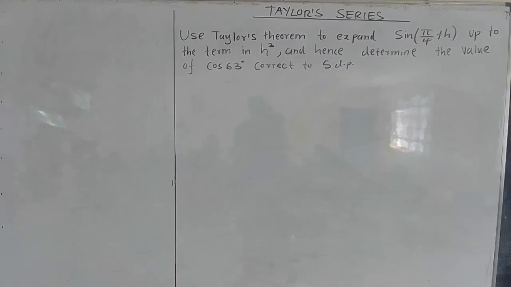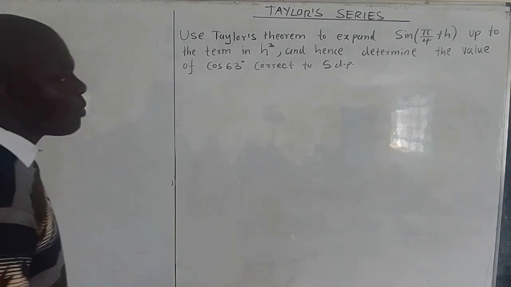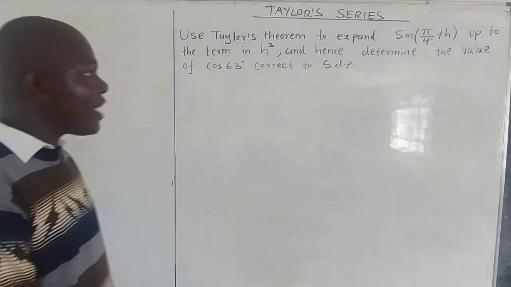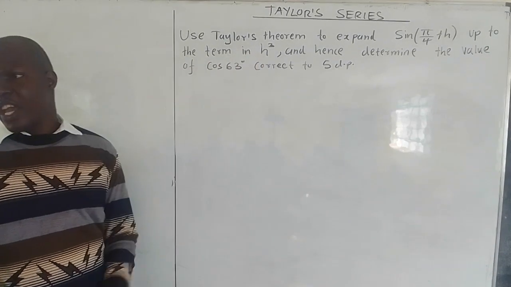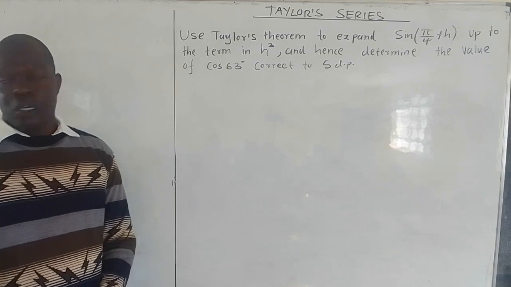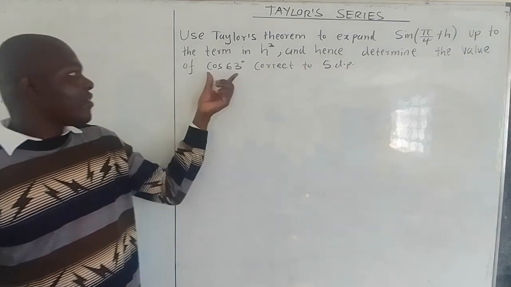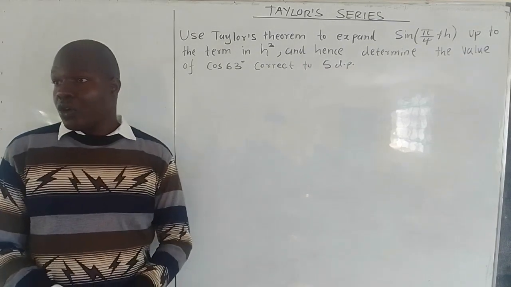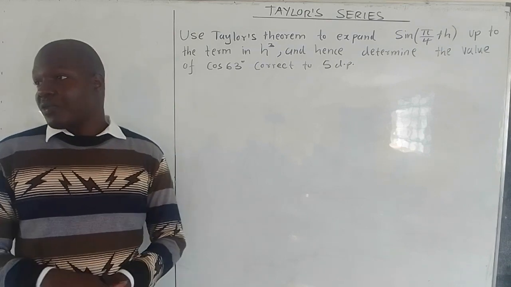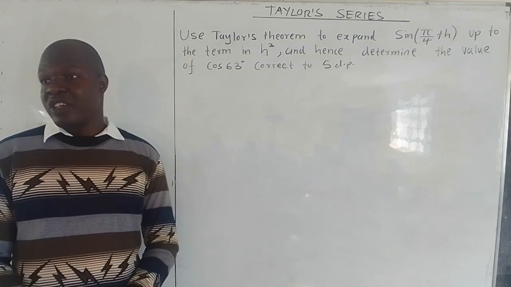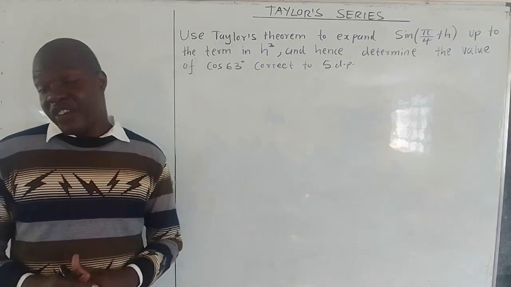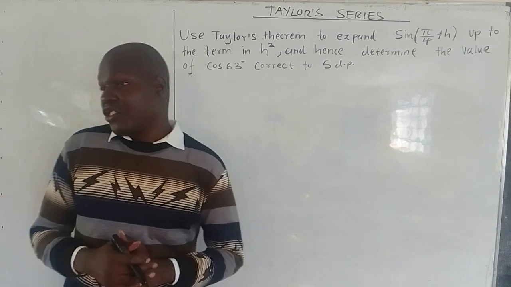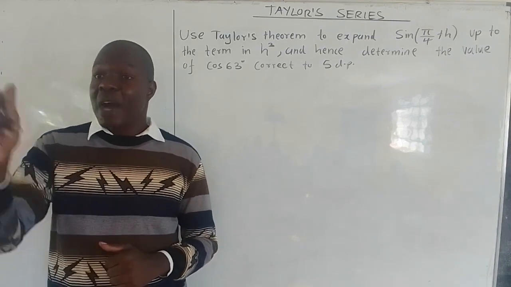So in this case on Taylor series, you'll be told to use Taylor's theorem to expand sin(π/4 + h) in ascending powers of h up to the term in h cubed. Are we together? And hence determine the value of cos 63 degrees, correct to 5 decimal places. You are determining cos 63 degrees, yes, but you are not going to evaluate it in degrees. You are going to evaluate it in radians.